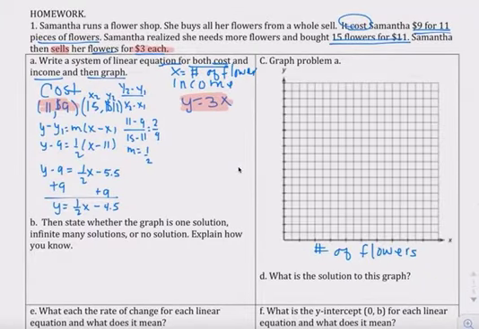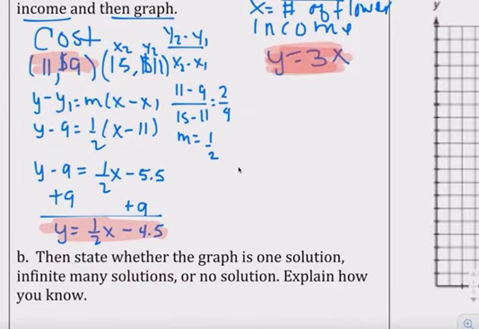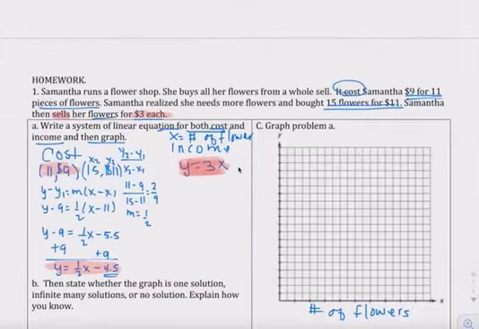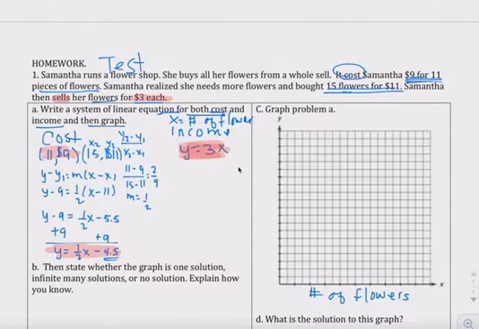Because these are small numbers, and on your test, I'm going to give you small numbers like this. I'm going to even give you whole numbers. This is a test question on there. I will give you two ordered pairs like this. Then state whether the graph is one solution, infinite many solutions, or no solution. Explain how you know.